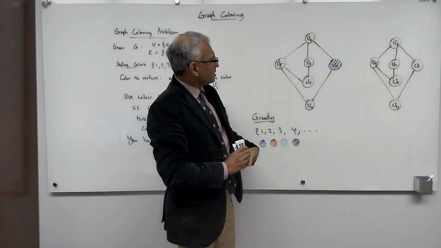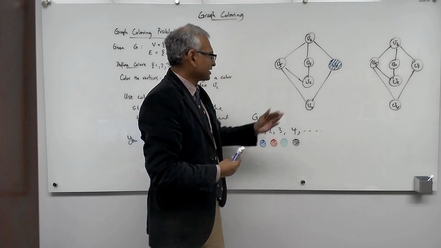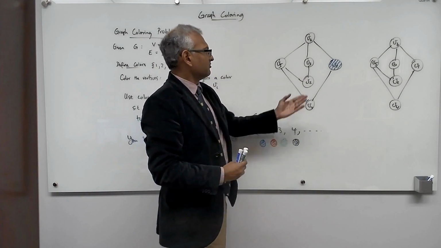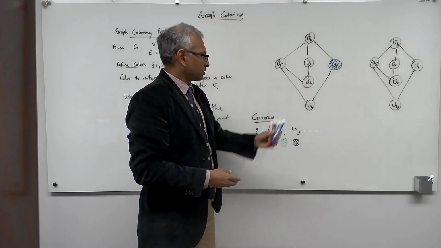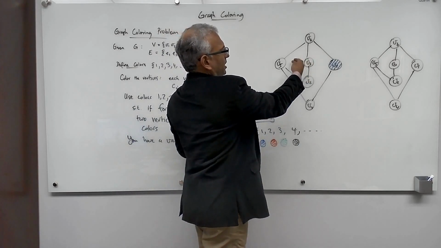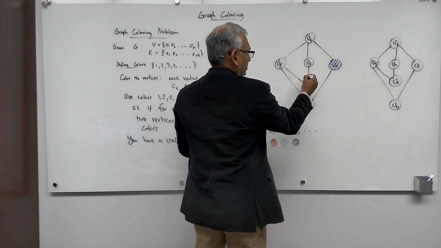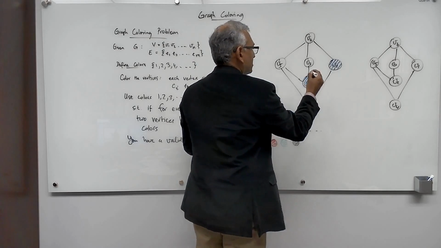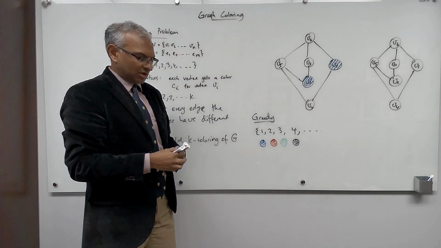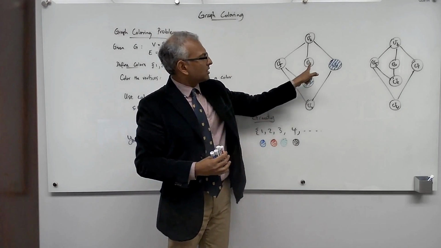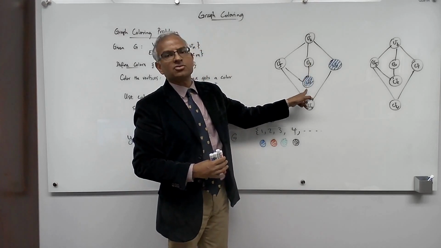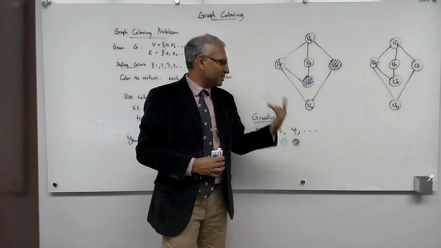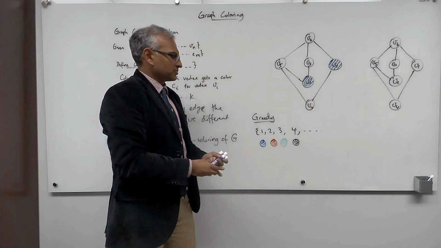Now I come to V2. What color can I give V2? Well, I can give V2 also blue, because it has no neighbors that are currently colored. Now let's talk about V3. V3 cannot get the color blue because it's got a neighbor that's already colored blue. So the smallest color that V3 can get is red, so we give it red.